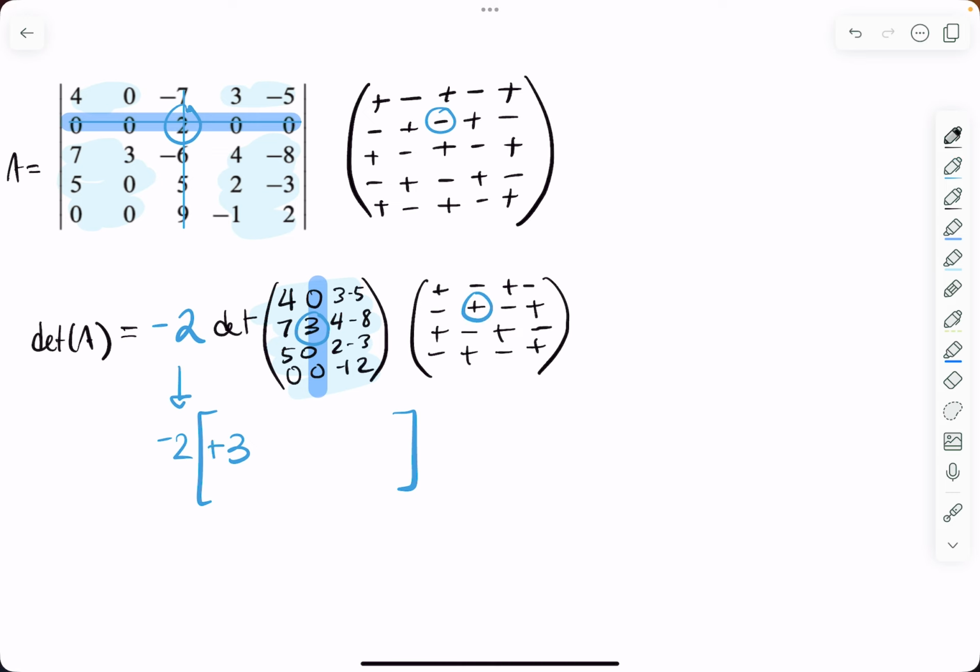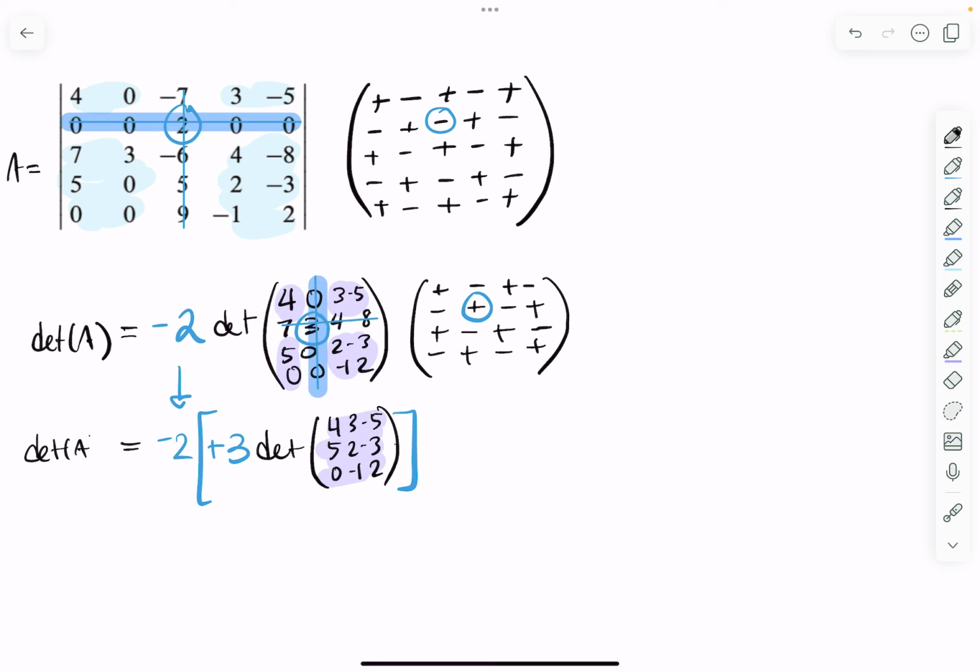And remember, this is being multiplied by the determinant of whatever numbers are left when you cross out its row and its column. So that's these numbers right here. So that's 4, 3, -5, 5, 2, -3, 0, -1, and 2. That's these numbers.